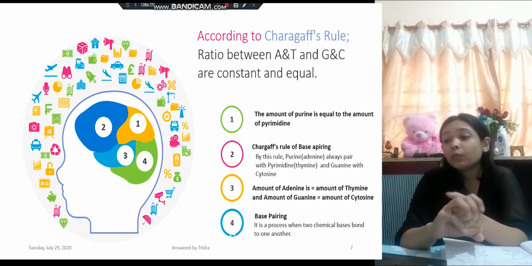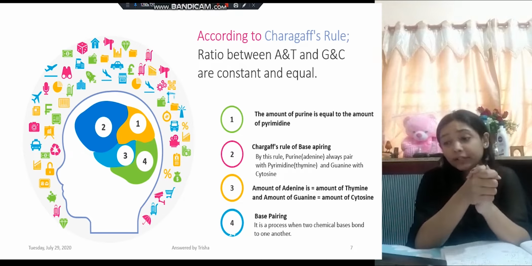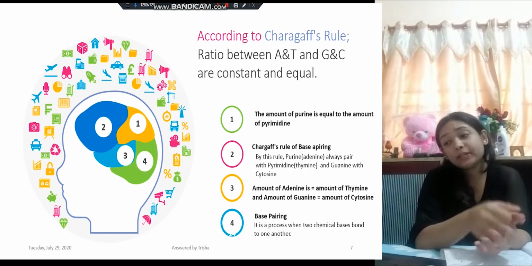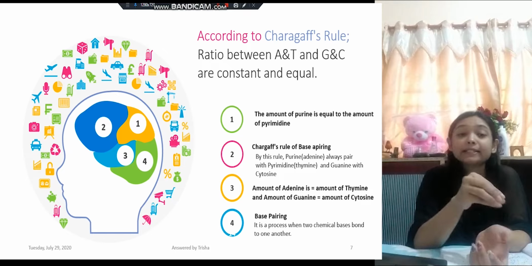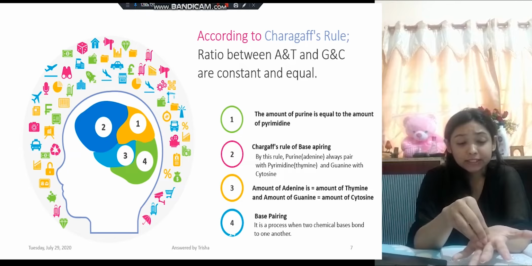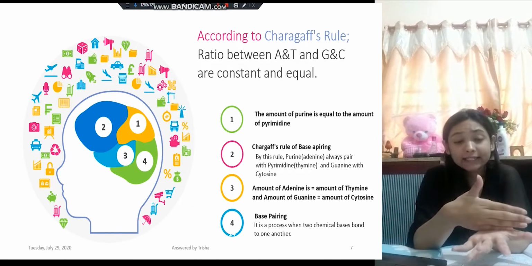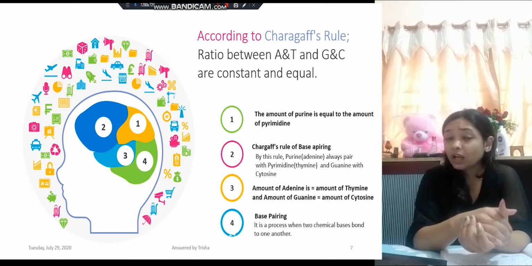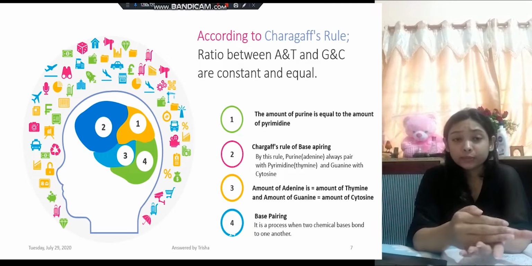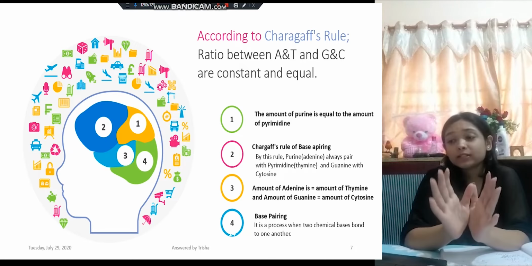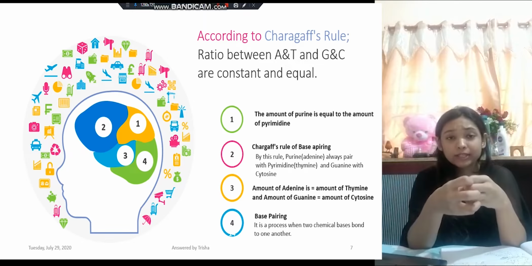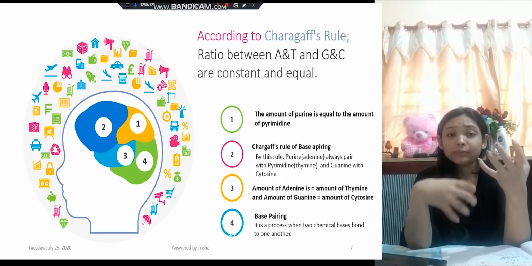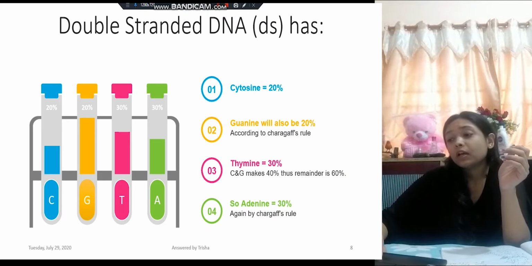There is also a base pairing rule by Chargaff, which says that purine always pairs with pyrimidine. That is, there will be a bond between a purine and a pyrimidine. To be specific, only adenine forms a bond with thymine and guanine forms a bond with cytosine. And in case of RNA, adenine forms bonds with uracil. So this is what Chargaff's rule says. Whenever there is pairing or bonding between 2 bases, adenine pairs up with thymine and guanine pairs up with cytosine.